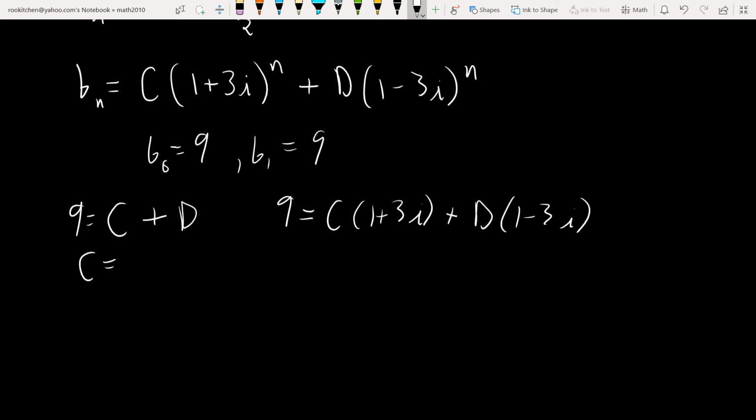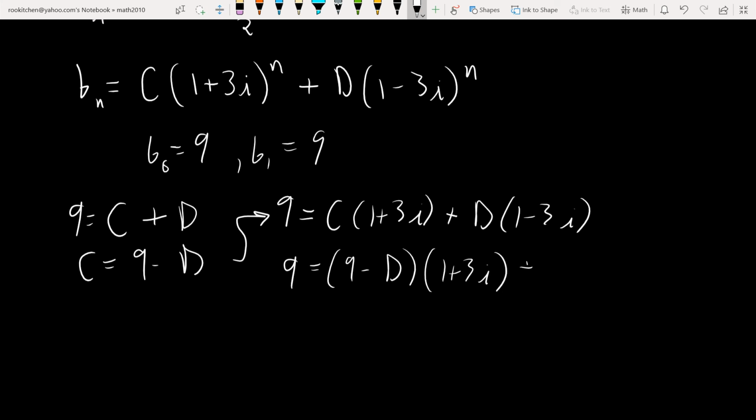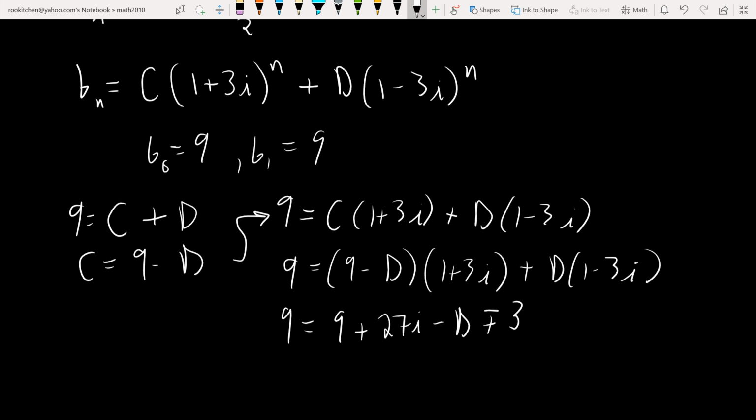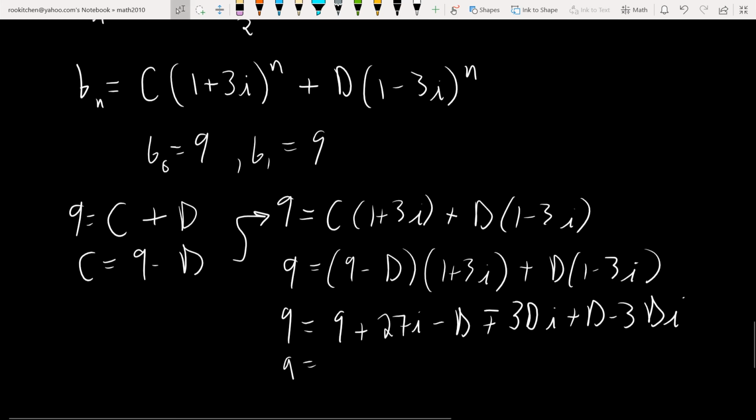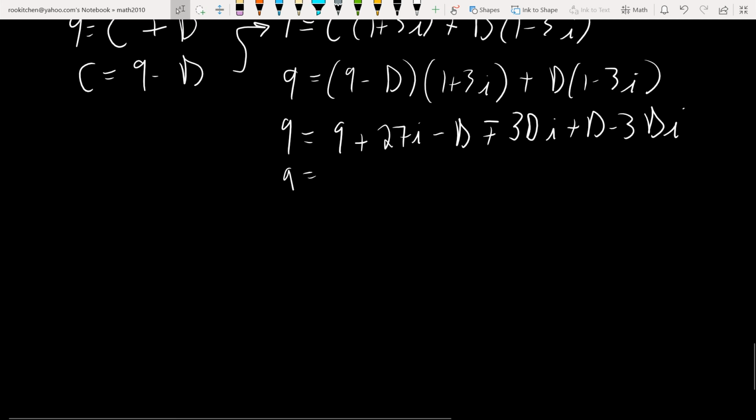You just go c equals 9 minus d, and then you plug that in for c here. So 9 equals 9 minus d times 1 plus 3i plus d times 1 minus 3i, and then that will be 9 equals 9 plus 27i minus d plus, minus 3di plus d minus 3di. Okay. And don't worry if things don't look like they're working out, they usually do.